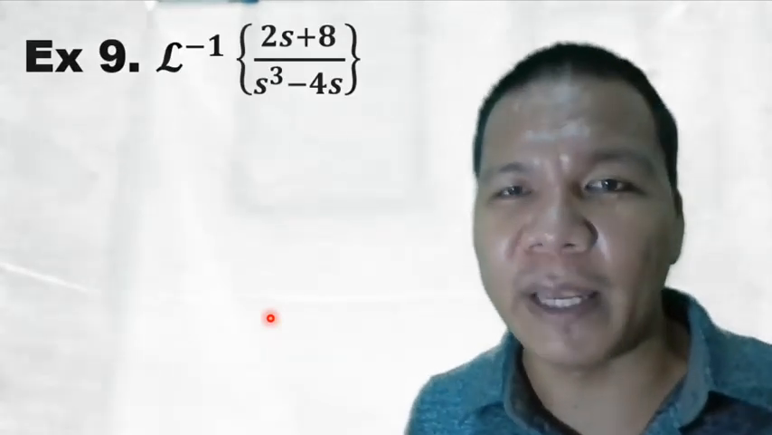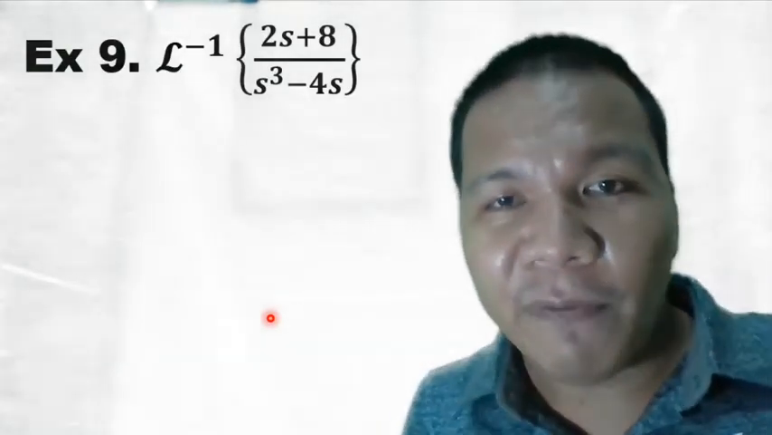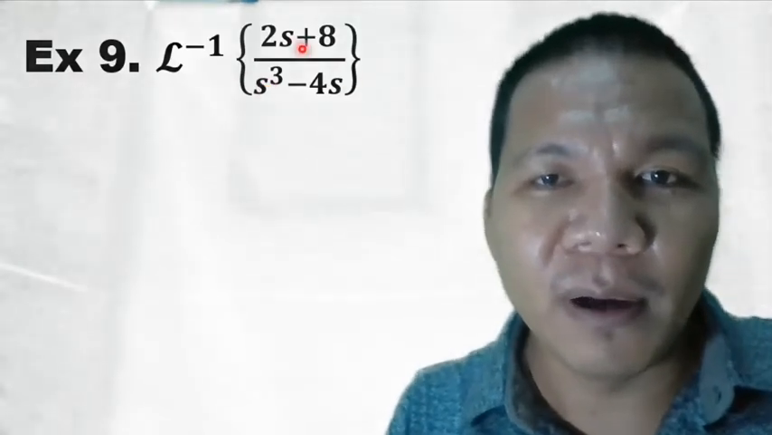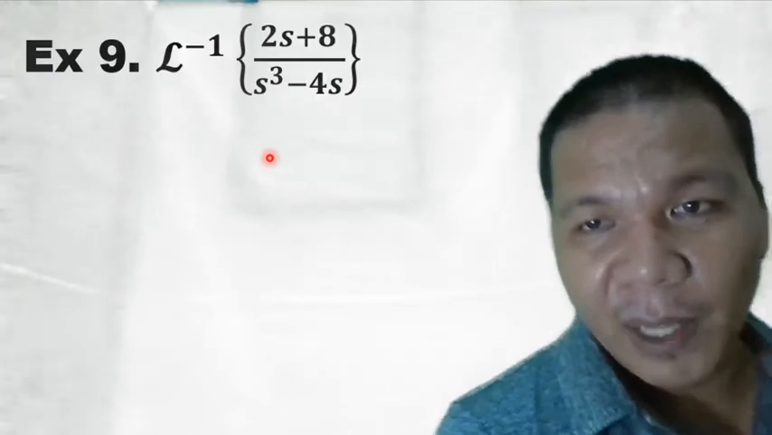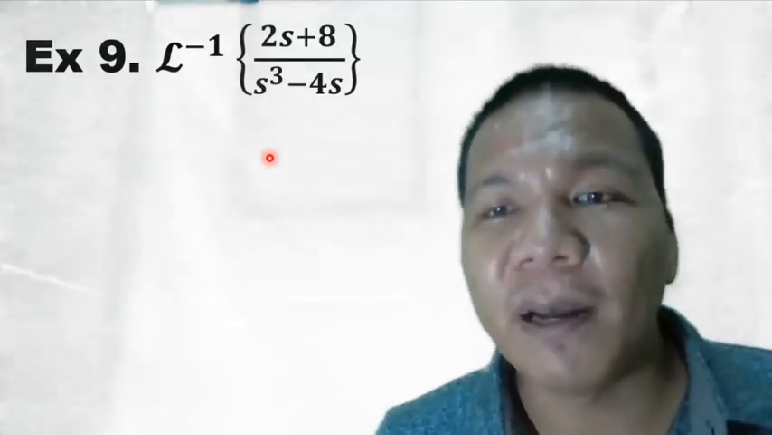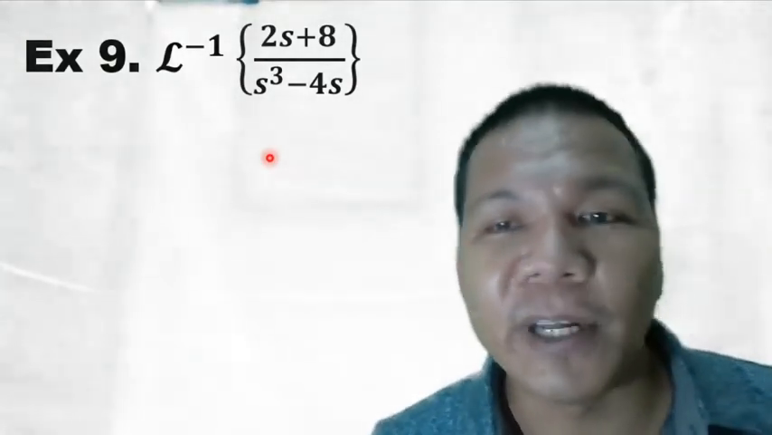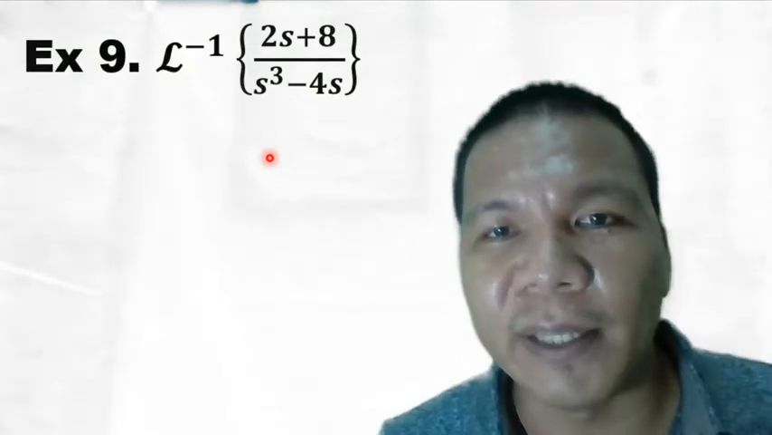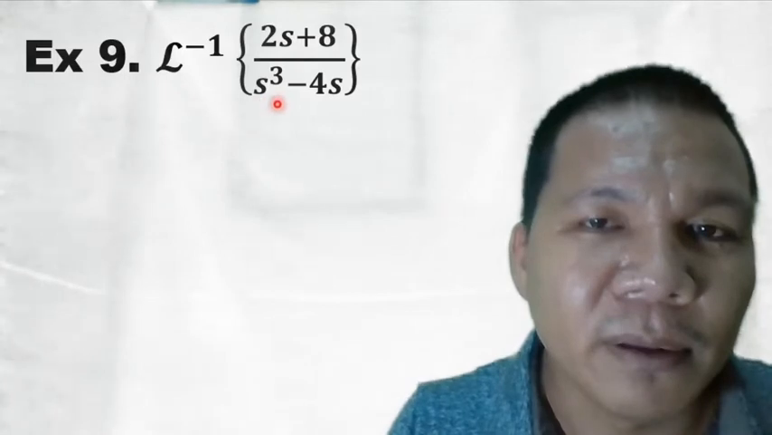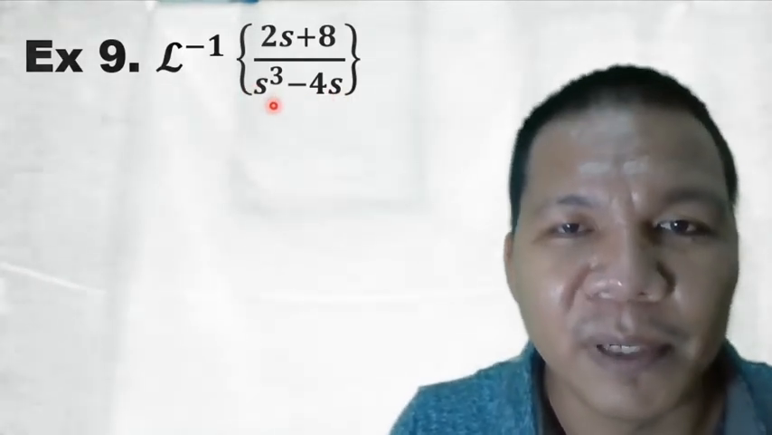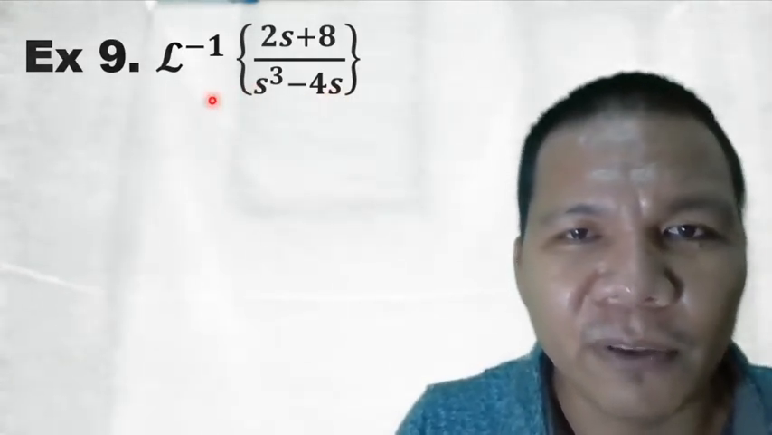Now let's have our first example here. In our first example, you have noticed that the denominator is s cubed minus 4s. S cubed minus 4s can be factored. Start your analysis by factoring the denominator completely. What do you think are the factors here?